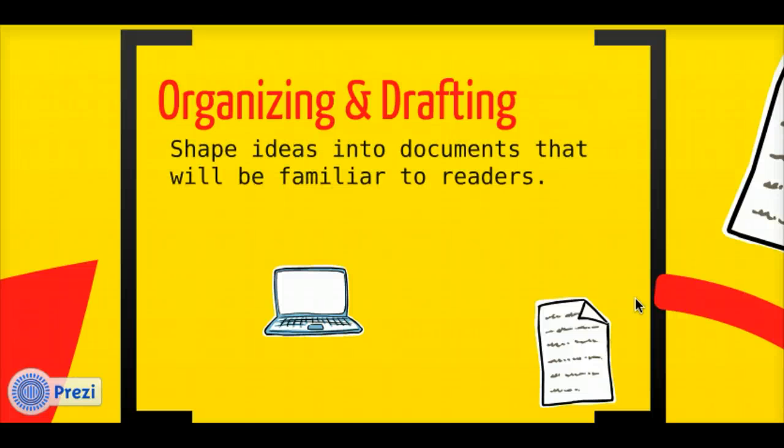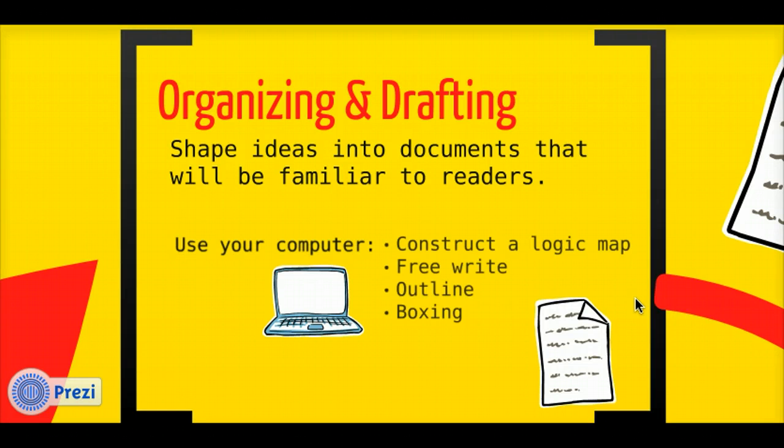So basically this is where we organize our thoughts and ideas and shape them into documents that are going to be familiar to your readers, so when they get that document, they know exactly what it is, what its purpose is, and what they need to do with it. You can use your computer. There's lots of tips in our book on different ways to organize your thoughts and ideas. Also, if you prefer to write it out, you can do that. Just remember, all assignments will be submitted in electronic form to K-State Online.